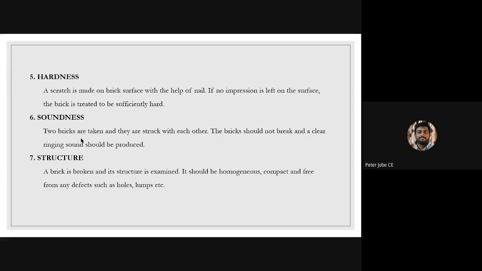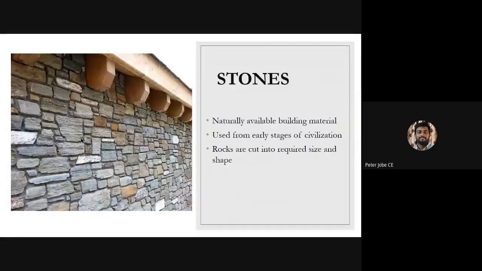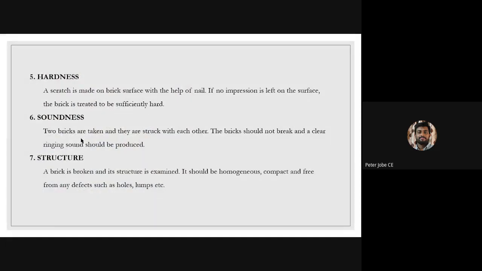And the next property we check is the structure of the brick. In order to assess the structure, we'll break a few bricks taken from a sample, and we will analyze how the inner surface, or the broken surface, of the brick is. If it is of uniform color and has a proper texture, etc., then we can categorize it as a good quality brick. But if it contains any lumps or any cavities, it is of bad quality. So these are the tests conducted in order to find the properties of a brick. You can also expect a question from this part: what are the tests conducted in order to assess the qualities of a brick?